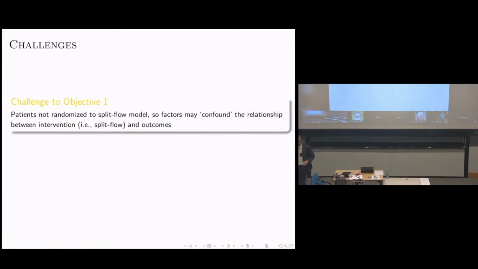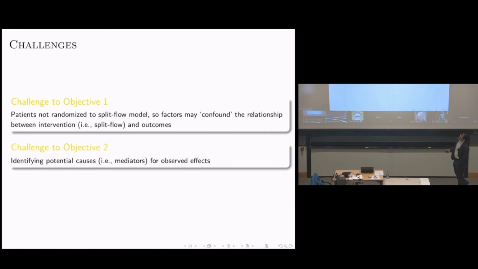So to give you an example, you may suspect that younger adults have shorter time to disposition times relative to their older counterparts. If in addition they're more likely to arrive during split flow hours, right, can you really attribute shorter average times to disposition decision to split flow itself, or is it the fact that younger patients all arrive after split flow starts, right? So age is confounding the relationship between split flow and that particular outcome in this case. Does that make sense? So that's one challenge, right? So we need to do some work there.